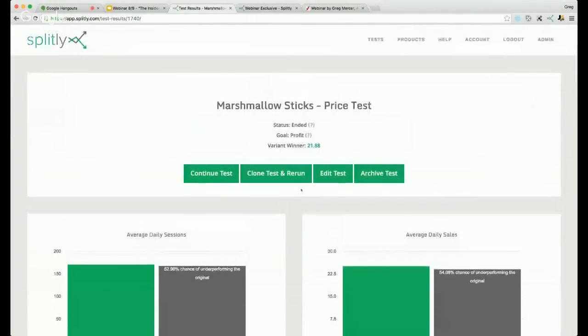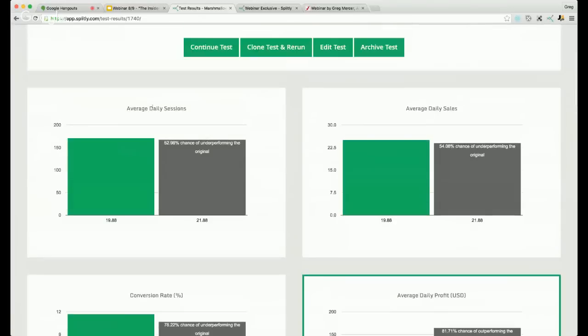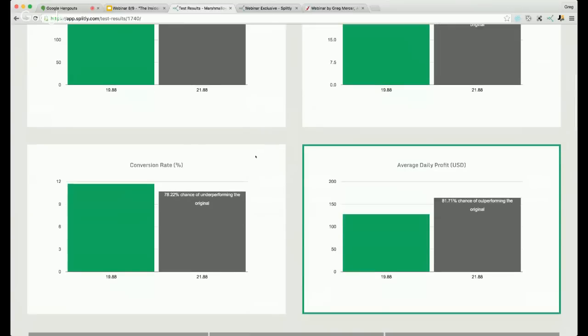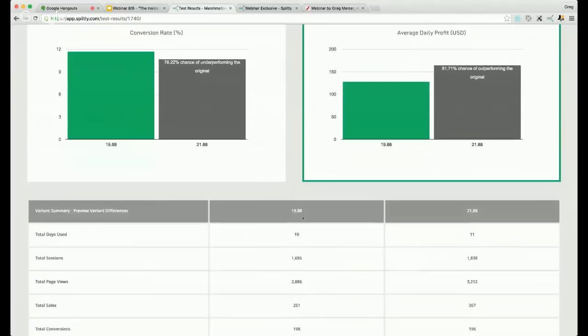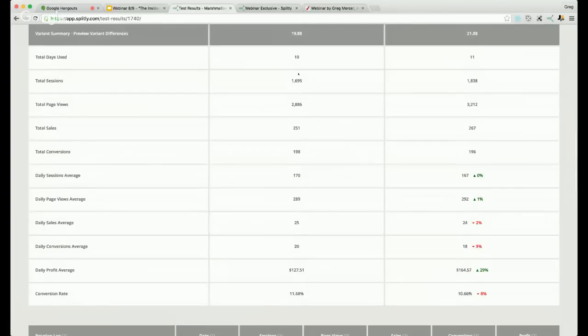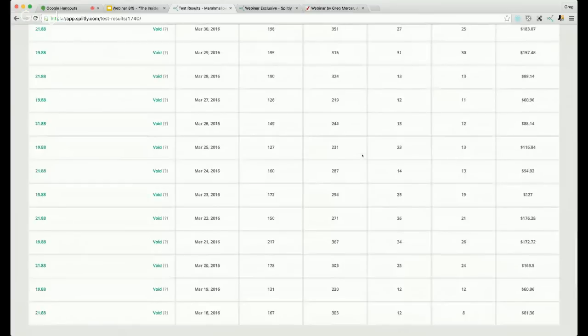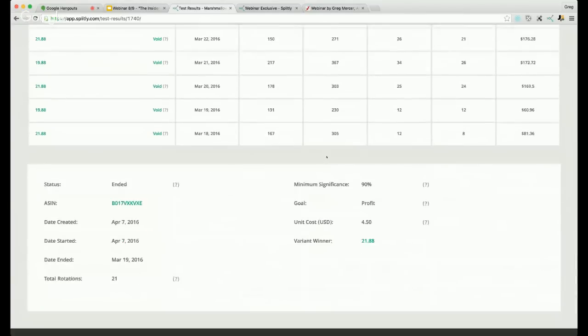So this is inside of the Splitly dashboard. It's very easy to use. You can set up a test in a few minutes, and then this is what it will look like after you get some test data in there. It shows you how many daily sessions you had, daily sales, comparing both variations, your conversion rate, and then most importantly, my favorite box, your average daily profit. And if you're a data nerd like me, you can dig into all the numbers right here of how much you were averaging before and after, and then it even gives you a rotation log of each day, which one was running, how much money you made, how many sales you had, and so forth. So it's pretty cool stuff.